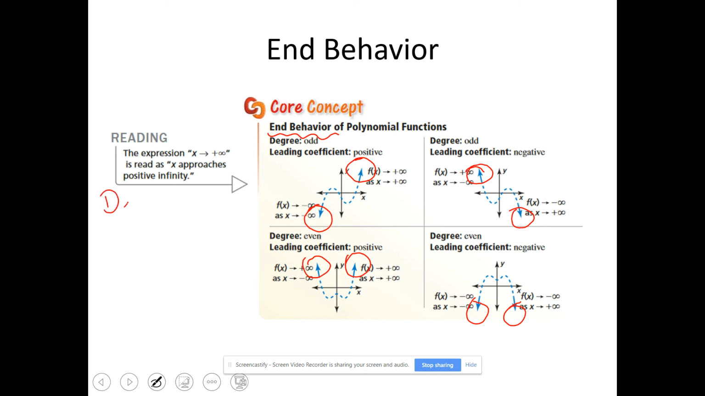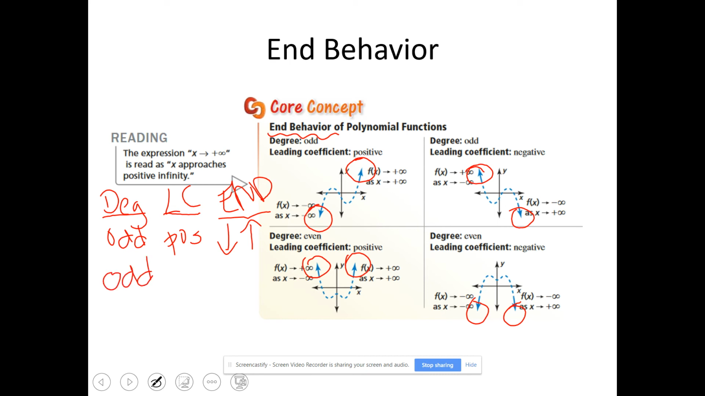If your degree is odd and your leading coefficient is positive, then your ends are going down to up, -infinity to positive infinity. If you have an odd degree and a negative leading coefficient, then we're up to down, positive infinity to negative infinity.